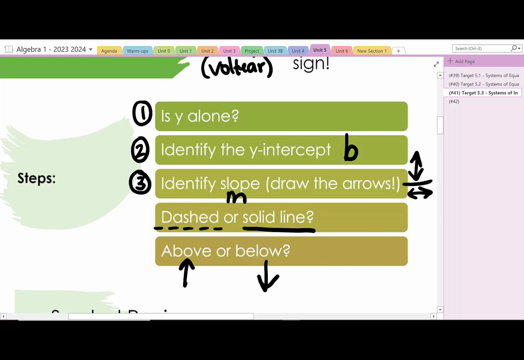So paso 3 is necesitas identificar slope, M, y necesitas dibujar las flechas. So recuerdas, está arriba, está abajo, y después está derecha o izquierda. Step 4 is the line dashed or solid? And step 5 is it above or below where you need to color?